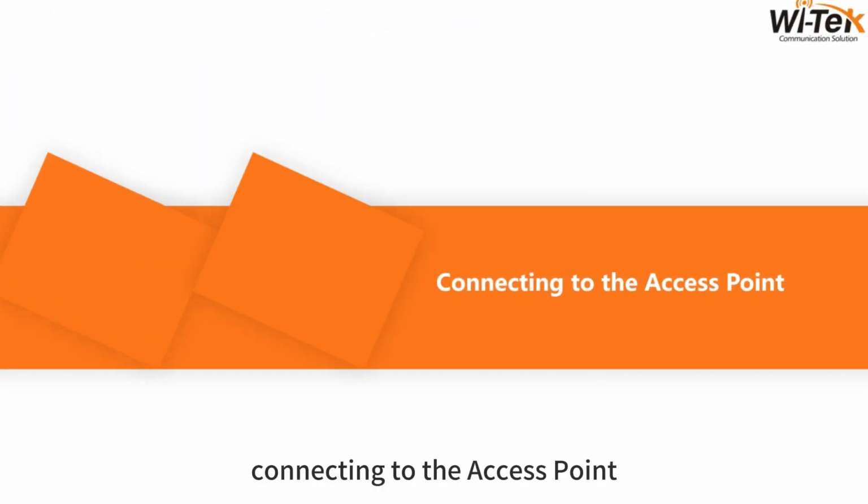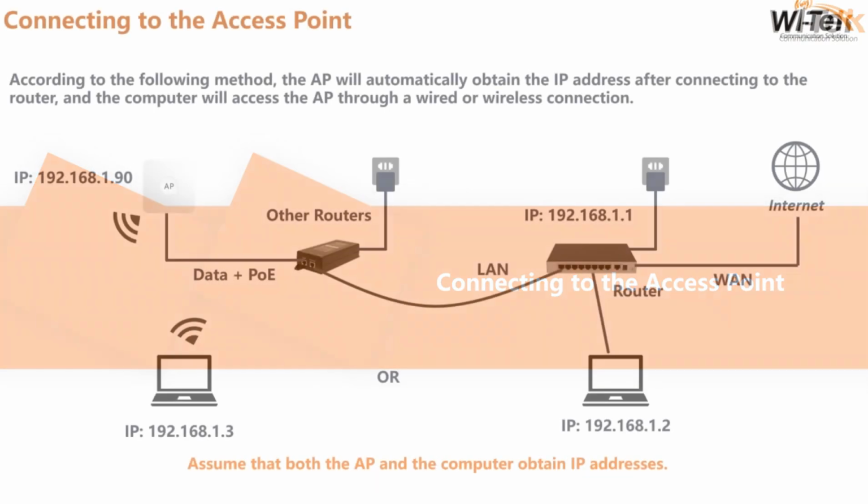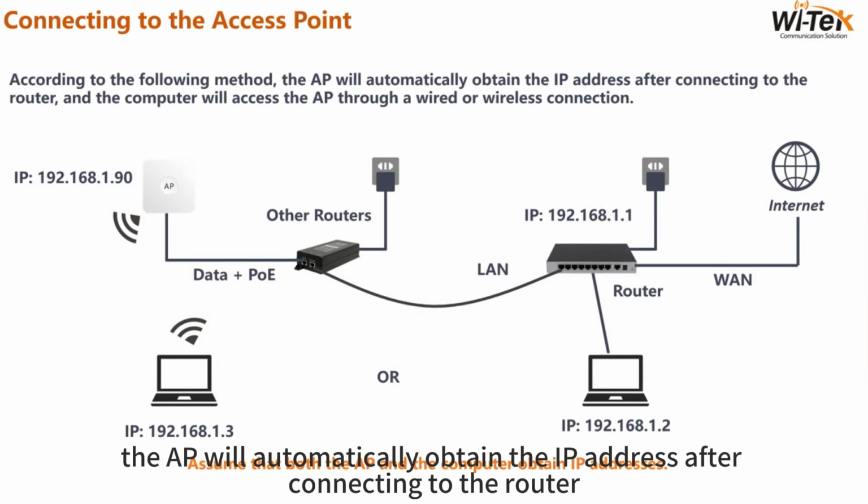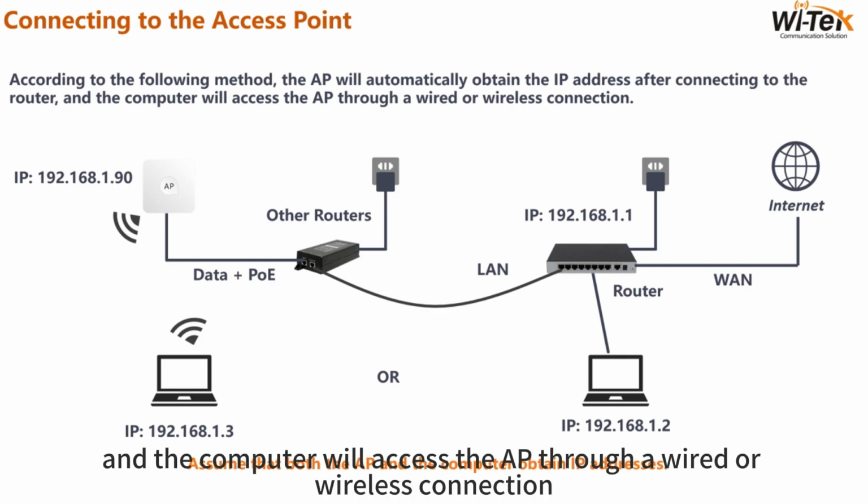Part 2. Connecting to the access point. According to the following method, the AP will automatically obtain the IP address after connecting to the router, and the computer will access the AP through a wired or wireless connection.